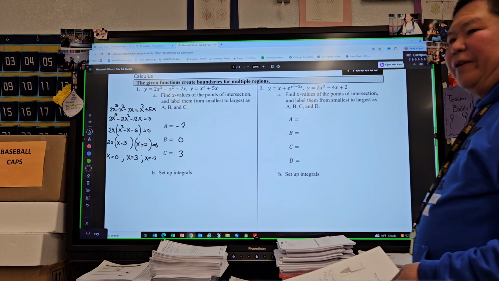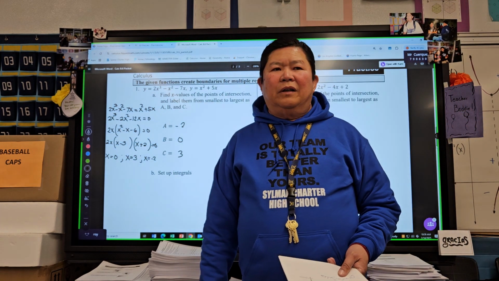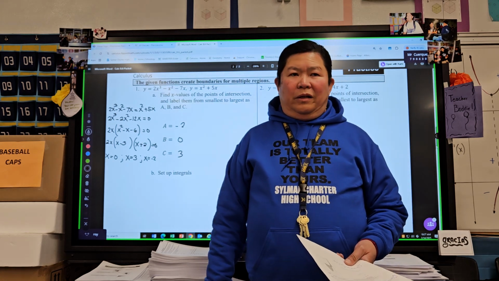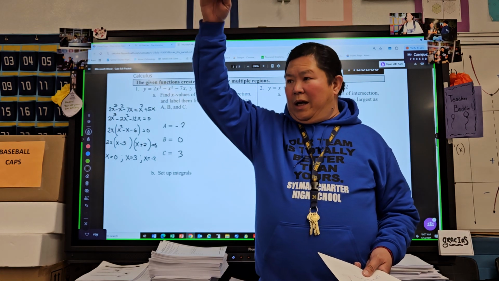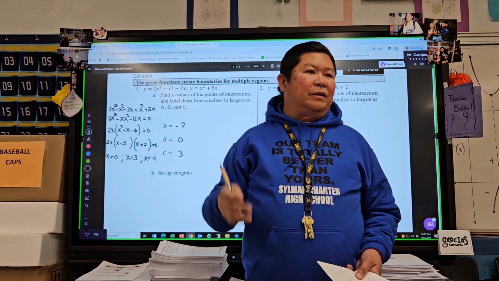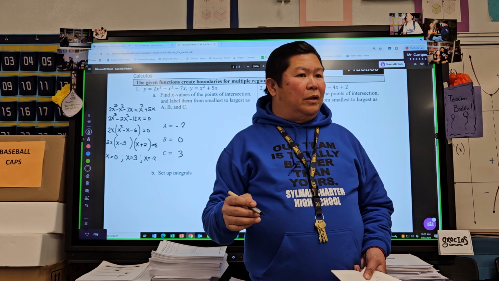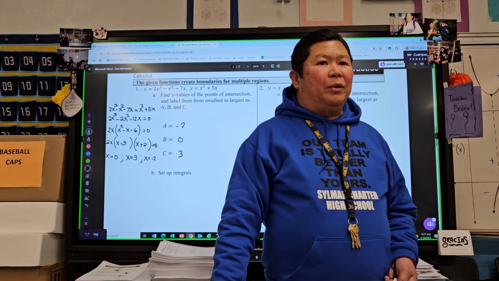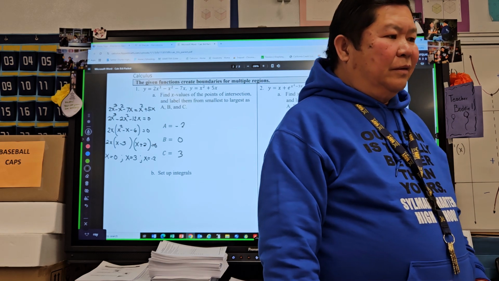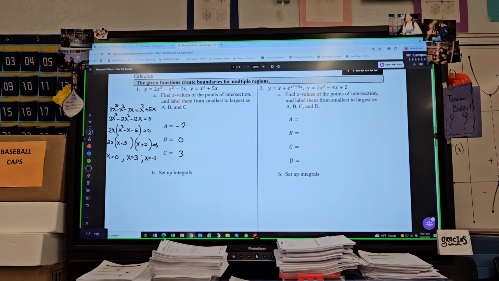If you use a graphing calculator, guys, I think it's easier. The blue is the upper, which is the cubic function, and the lower is the red one, the parabola, right? So who wants to set up the integral right here?